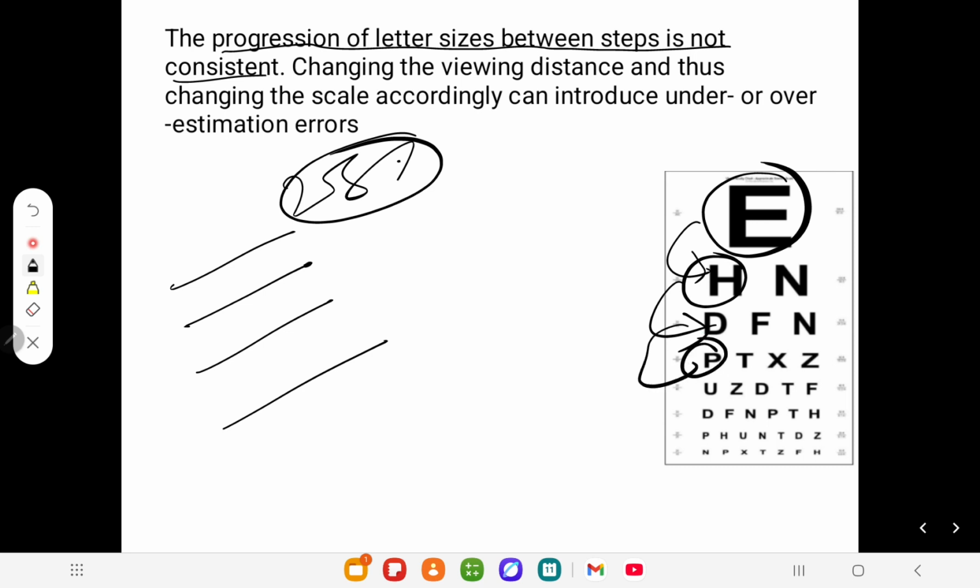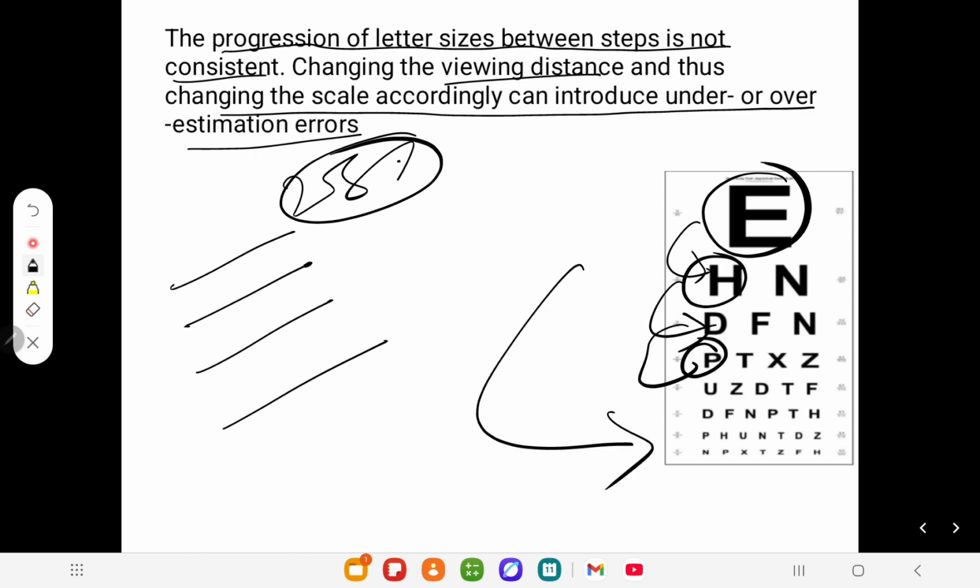So that's why it's quite difficult when changing the viewing distance, and thus changing the scale, it leads to under- or overestimating the error. So we cannot exactly predict things from how much this line is bigger than the adjacent row or smaller than the adjacent row. It's quite a problem with this chart. So you must understand this concept. Okay, so the progression of letter size between these steps is not consistent. This is also a fallacy of the Snellen chart. So you must understand what the fallacies are.